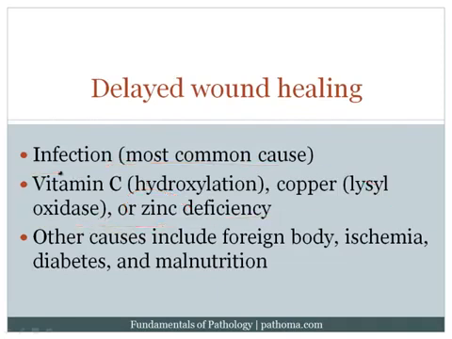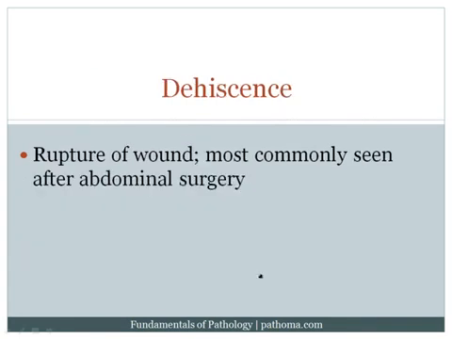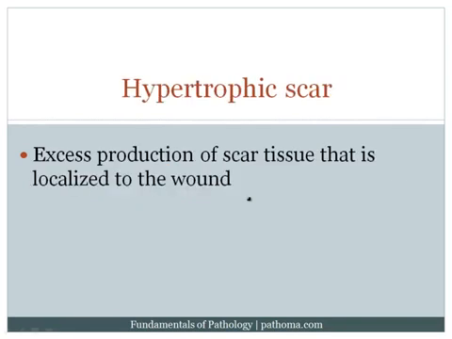Now, other causes of delayed wound healing include foreign body, because that would induce chronic inflammation. Ischemia, because you're not going to get good blood supply to the tissue, which decreases the ability to heal. Diabetes is associated with delayed wound healing. And malnutrition. If there's not good nutrition, there won't be the necessary building blocks for wound healing. Dehiscence is a complication of wound healing. Basically, it's when the wound opens, a rupture of a wound. It's most commonly seen after abdominal surgery where the wound can tear open. That's called dehiscence.